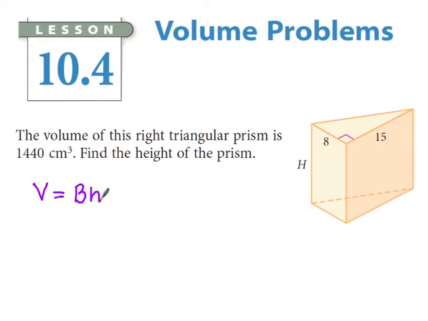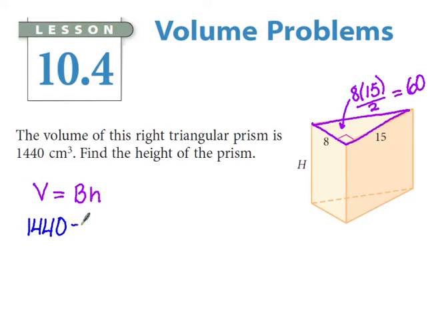What shape is the base? Triangle. The base is right here. So let's find the area of this. How we find the area is we take 8 times 15 divided by 2. What's the area of that? 60. So I'm going to plug that in, and plug the volume in, and I'll be able to find the height. Volume is 1440, area of the base is 60, and the height is? 24.